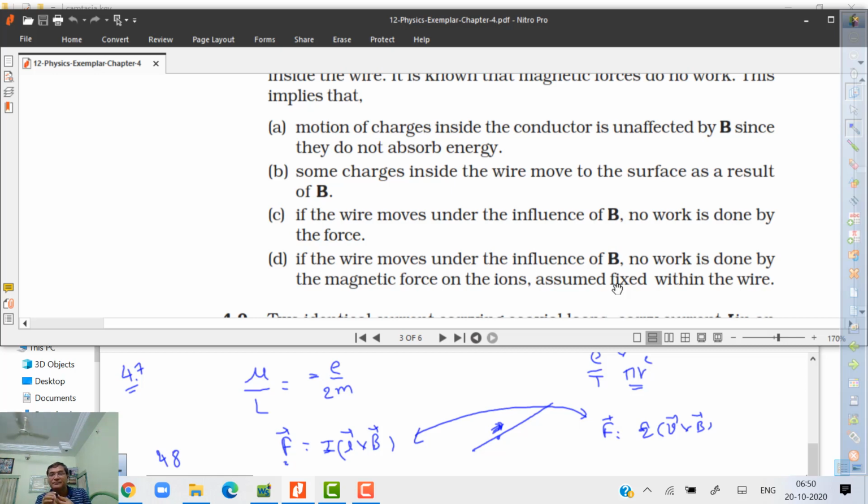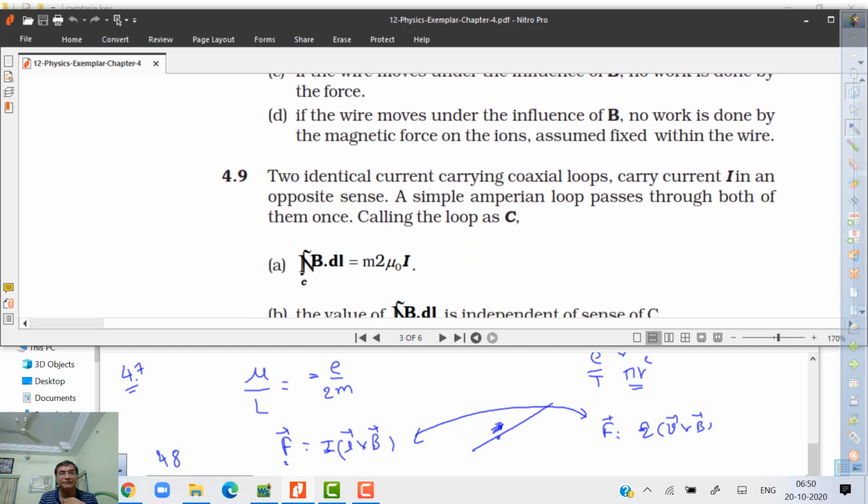Charge remains inside. Yes, charges remain inside, so no work is done. So I think the options are B and D. I think so. Yes, B and D. Okay.